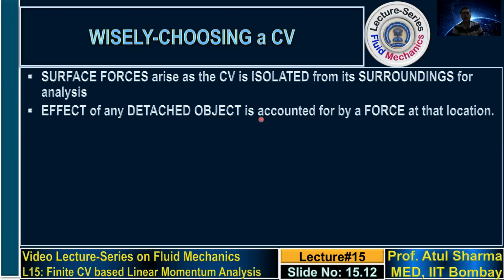The effect of any detached object is accounted for by a force at that location. Like when you cut the tripod, the tripod is creating a fixed support and it's not allowing the nozzle to move ahead. So when you cut it, there is a reaction force that you have to consider that will balance the net rate of change of x momentum.